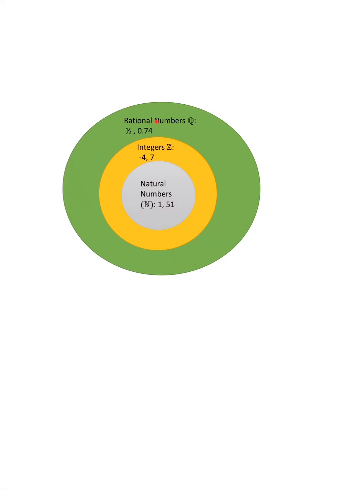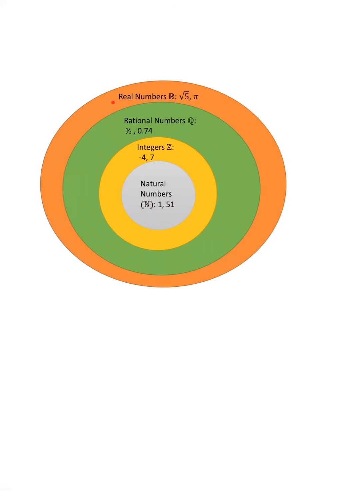Then rational numbers, which are numbers that can be written as a fraction, and they have the letter Q. So some examples there, like a half, 0.74, anything that can be written as a fraction. Then you have real numbers, which is basically any number that you've seen so far. So these numbers can't be written as a fraction, like root 5 or pi. Again, they can be positive or negative.